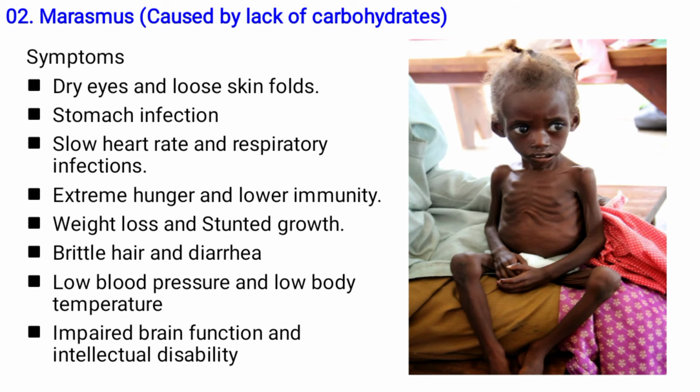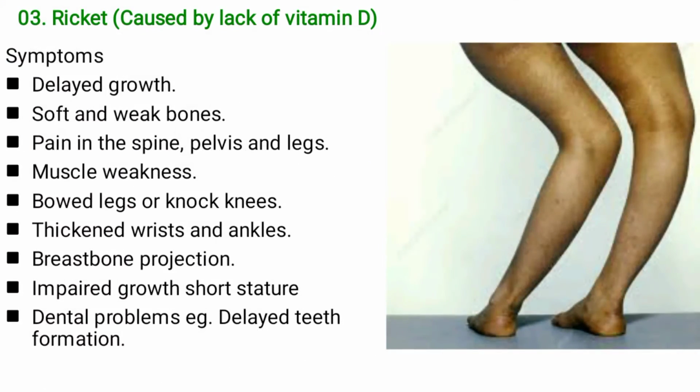Number 3, we are going to talk about rickets. Rickets is caused by lack of vitamin D. So there is delayed growth. The person that suffers from rickets will have delayed growth, and soft and weak bones. As you can see, the bones become soft, with pain in the spine, the pelvis, and the legs. There will be certain pains in the spine, pelvis, and legs. Then we have also muscle weakness. The person will be feeling muscle weakness. Then bowed legs and knocked knees.